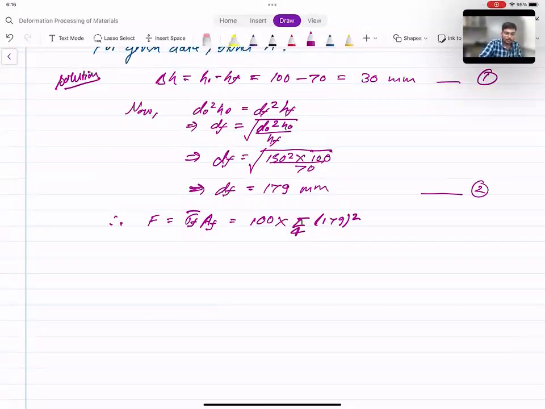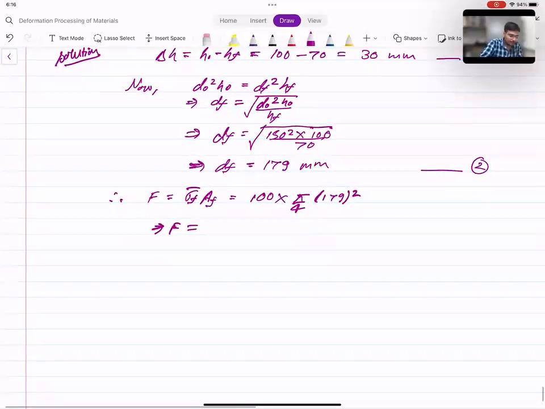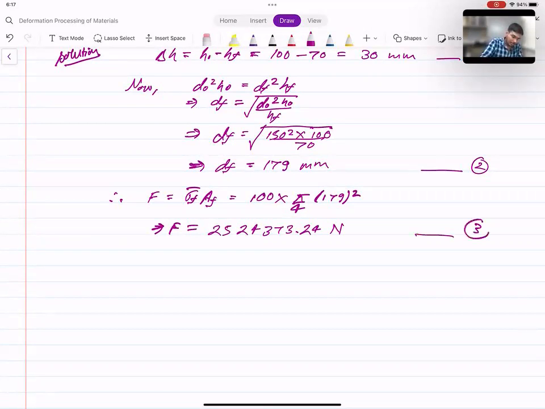On calculating this, the force value comes out to be approximately 25 lakh, 24,373.24 newtons. So this much force we are getting, which will be applied onto the workpiece. Say this is equation number 3.